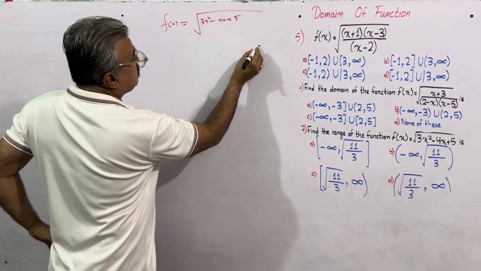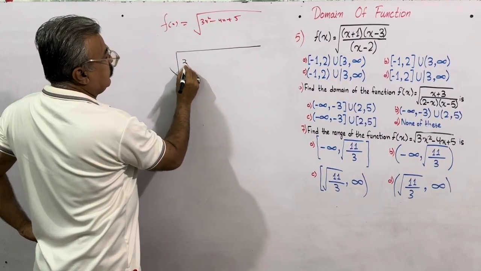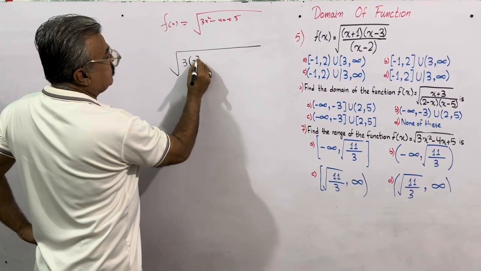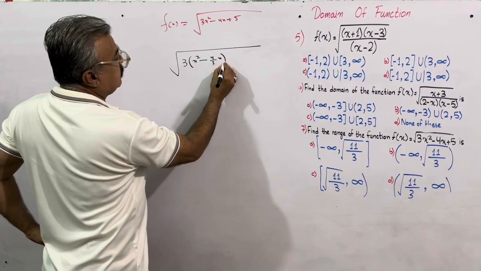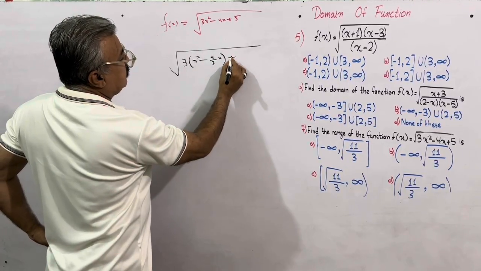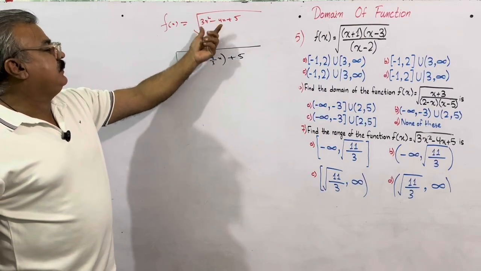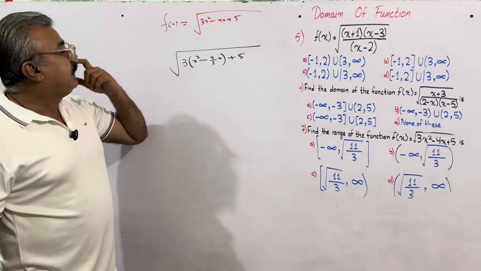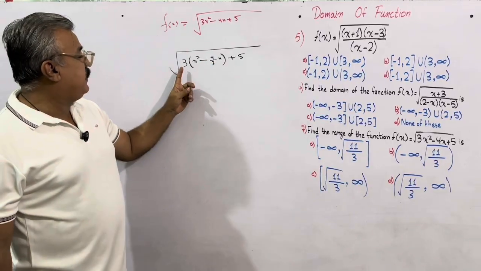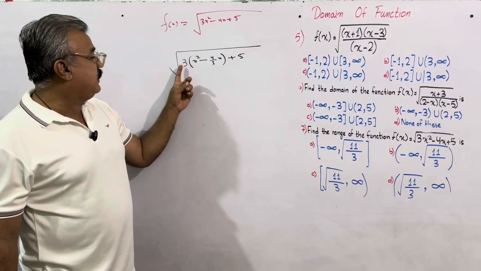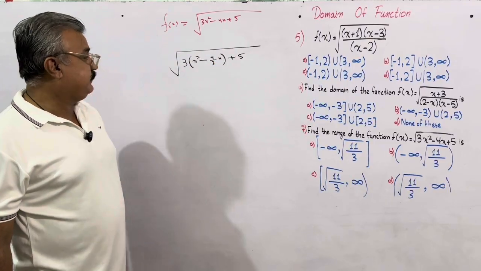If I take the assistance of completing the square, in that case taking 3 common, I have x square minus 4 upon 3 x, leaving 5 as it is. Taking 3 common is tantamount to dividing by 3. If I multiply 3 again, it will become 3x square. 3 times 4 upon 3, the 3 cancelled, again I have the same result.